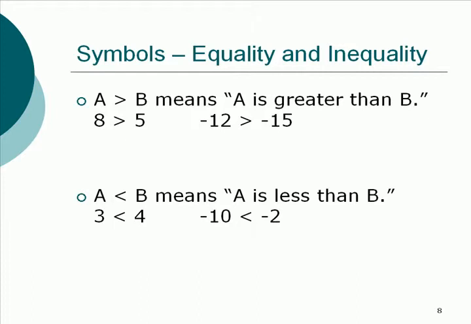The less than symbol, A is less than B, has the inequality opening to the right, and that means that the value on the right is larger or greater than the value on the left. So, as we can see here, 4 is larger than 3, or we would say that 3 is less than 4, and that negative 10 is less than negative 2.